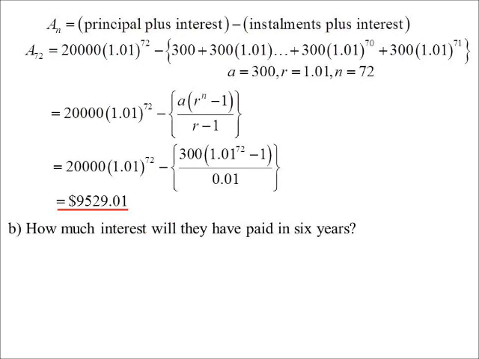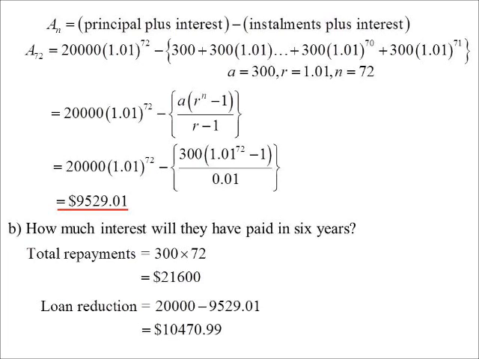So the question is, how much interest have they paid in those 6 years? Total repayments were $21,600 because for 6 years they've been paying $300 every month. So they've given the bank in total $21,600. However, they've only paid off $10,470. Because remember we're saying there's still $9,529 to go. The original loan was $20,000. So they've reduced the loan by $10,470.